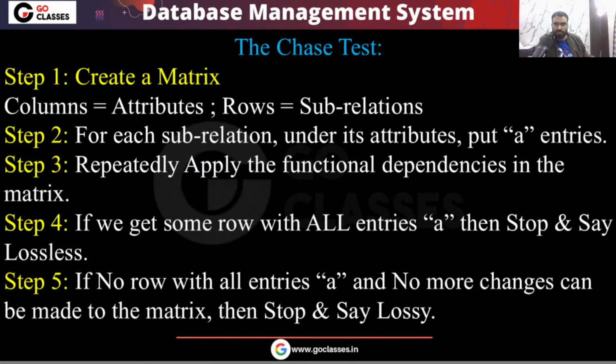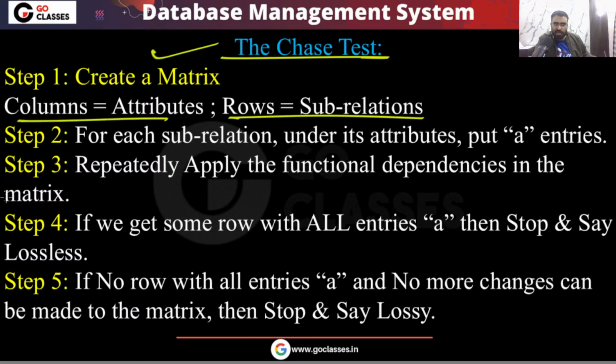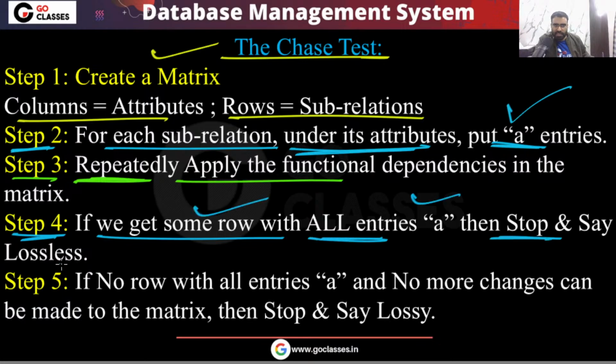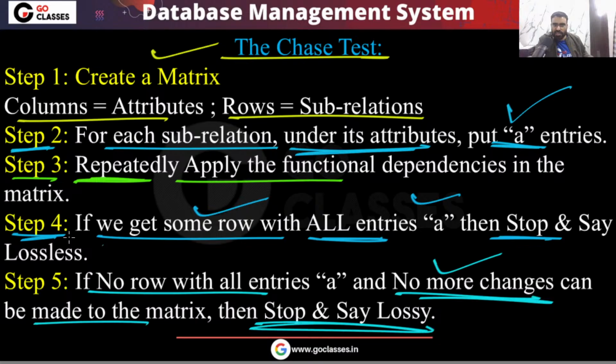Let's move on. Remember, we have already seen this chase test. Let me again repeat the steps of the chase test. Step number 1, create a matrix where the columns are attributes and rows are the subrelations. Step number 2, for every subrelation, under its attributes we put the A entries. Step number 3, we repeatedly apply the functional dependencies in the matrix. Step number 4, if we get some row with all entries A, then we can stop and say lossless. Step number 5, if there is no row with all entries A and no more changes you can make in the matrix, then you can stop and say lossy.